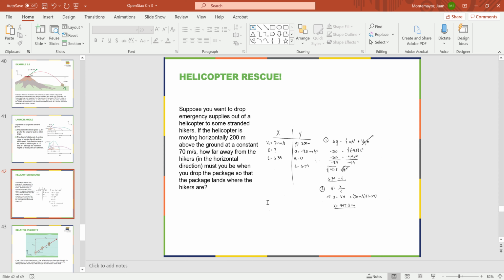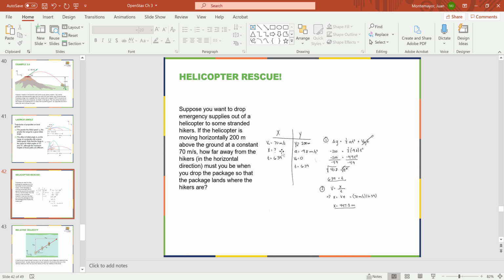So basically you have your own trajectory here. You are in the helicopter, you're trying to drop some supplies to these stranded hikers, and if you drop it right above them, that's not necessarily going to go straight to them. That's going to go at a distance. So we're trying to figure out how far in advance we have to drop them to actually get the supplies to the hikers where they're supposed to be. So I went ahead and drew this x and y t graph.